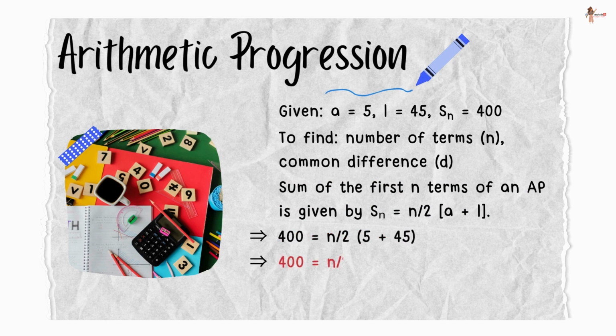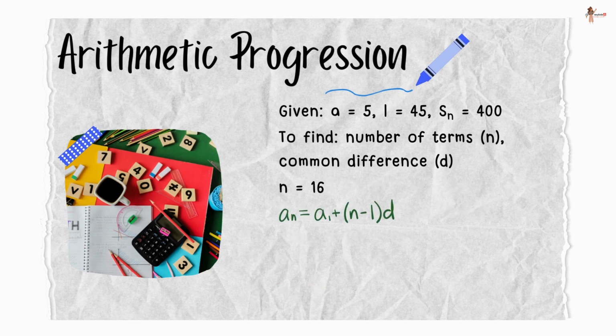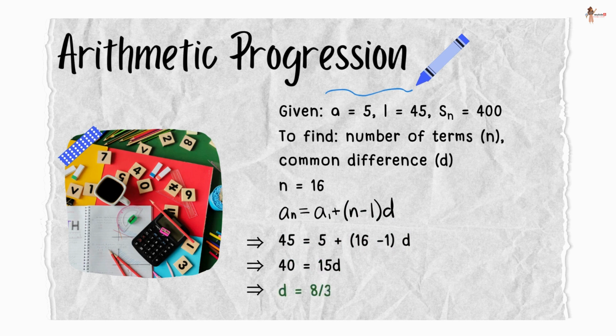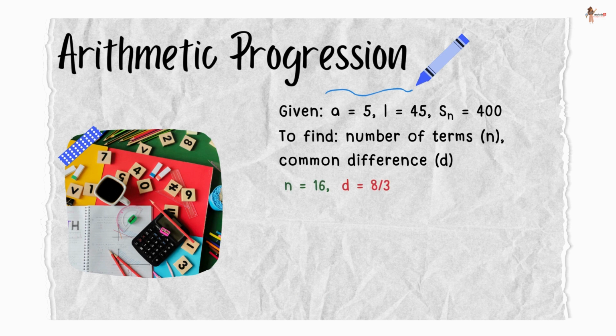Substituting the given values, we get n equal to 16. So the number of terms is 16. Now an is given by a plus n minus 1 times d. Substituting the given values, we get d is equal to 8 upon 3. Therefore, the number of terms is 16 and the common difference is 8 upon 3.